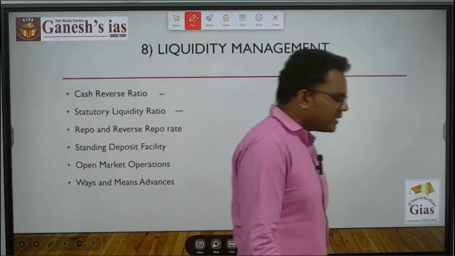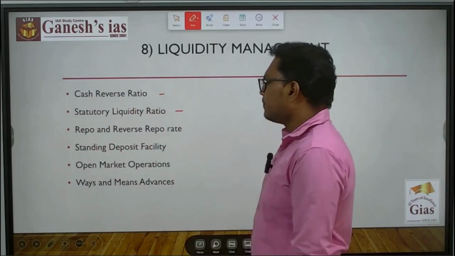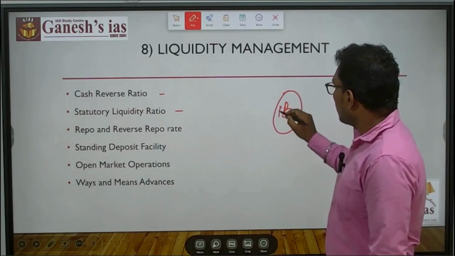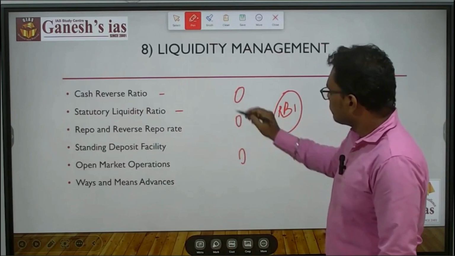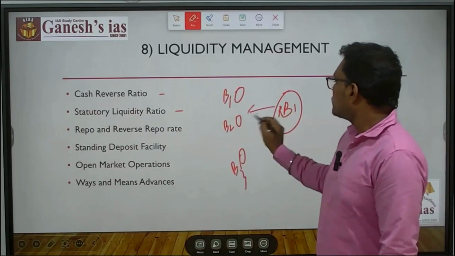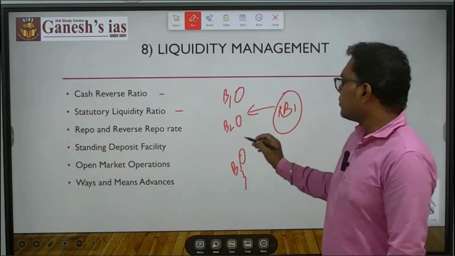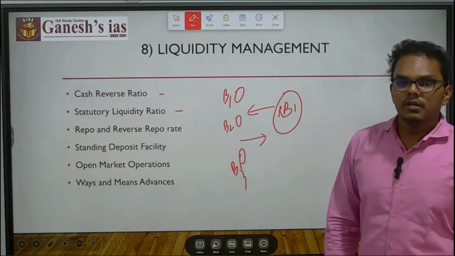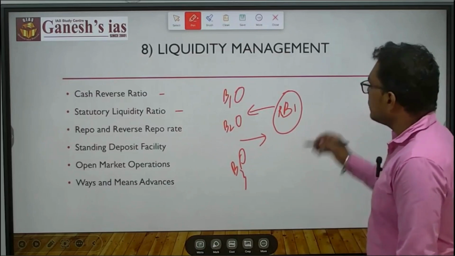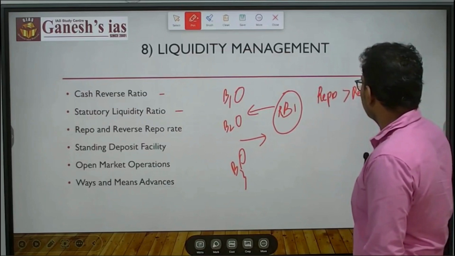And you have to know the components of the statutory liquidity ratio. You have it in gold, you have it in government securities, you have it in cash, that is SLR. Then you have your repo and reverse repo rate. Assume this is your RBI and these are banks one, two, three. When RBI gives money to the banks, the interest rate that it charges is your repo rate, whereas your reverse repo rate is when the banks lend money to RBI, and the interest that they receive from RBI is the reverse repo rate. Generally, your repo is greater than your reverse repo.